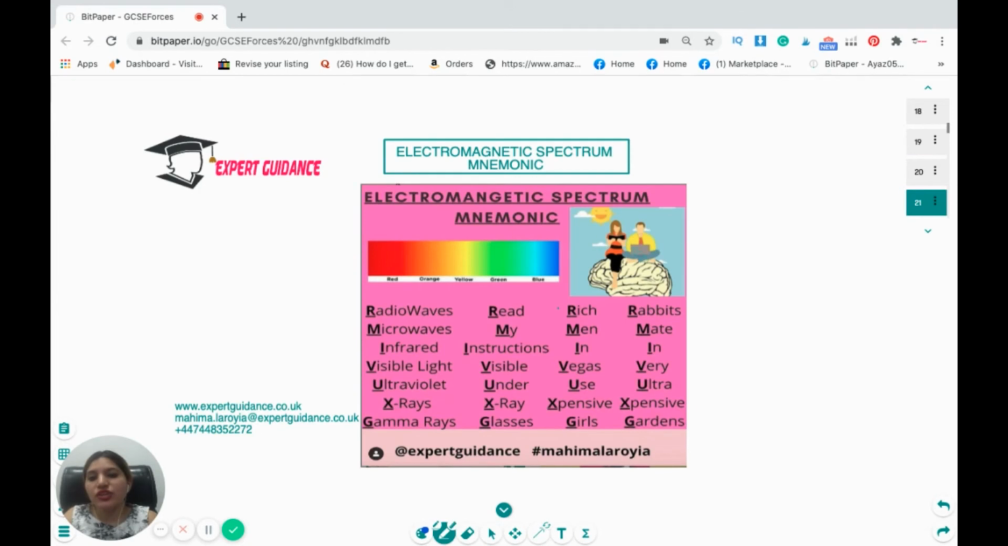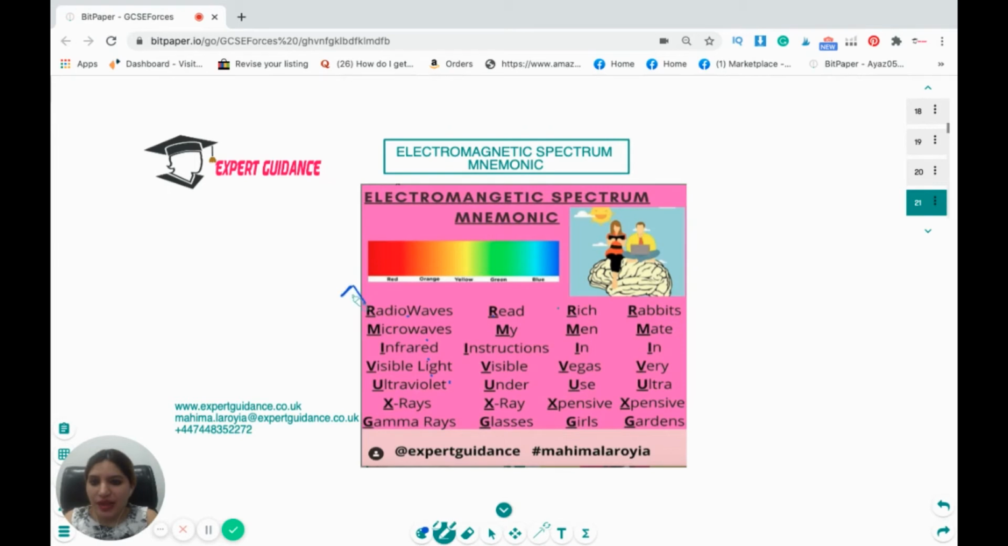Now, you have different mnemonics to remember the electromagnetic spectrum. You can say, read my instruction visible under X-ray glasses. Rich men in Vegas use expensive girls, or rabbit mates in very ultra expensive gardens. You can use any of the mnemonics which you find comfortable and easy to remember, where R will be the radio waves, microwaves, infrared, visible, ultraviolet, X-rays, and gamma rays.